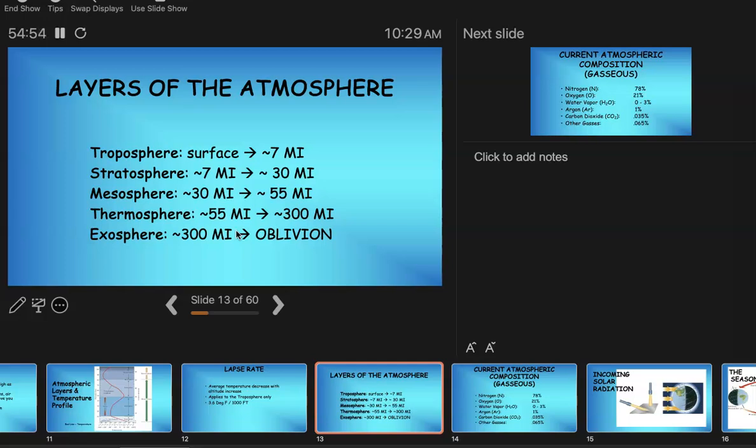Yes, your book will tell you the exact number, and if you want to memorize that, God bless you. Stratosphere goes from 7 to 30 miles, mesosphere 30 to 55 miles, thermosphere 55 to 300, and the exosphere, which again we're calling space, 300 to oblivion, wherever. So space is about 300 miles away.